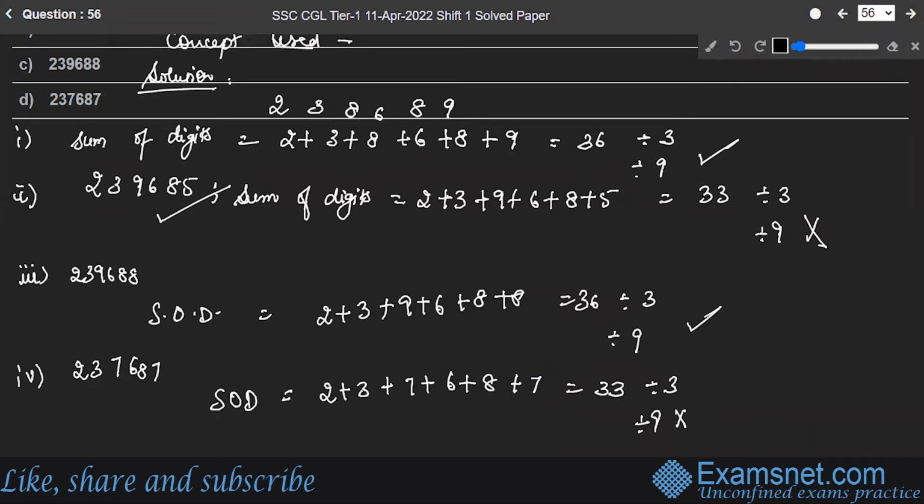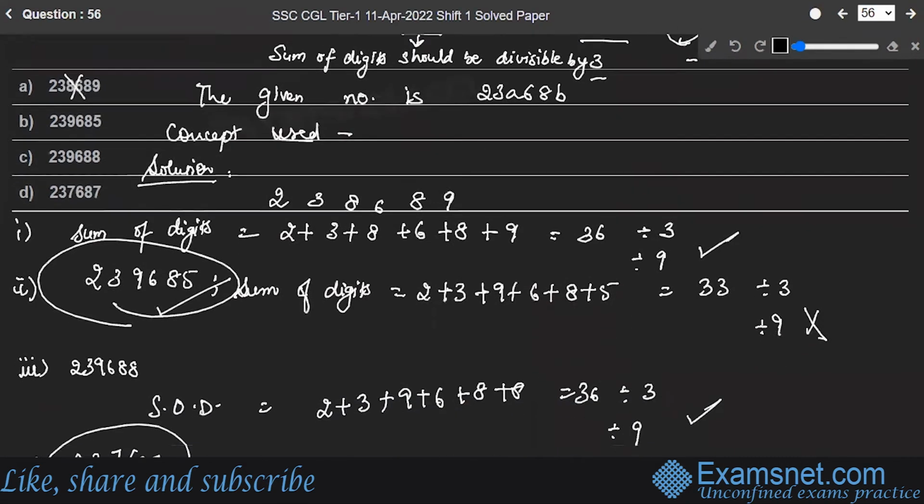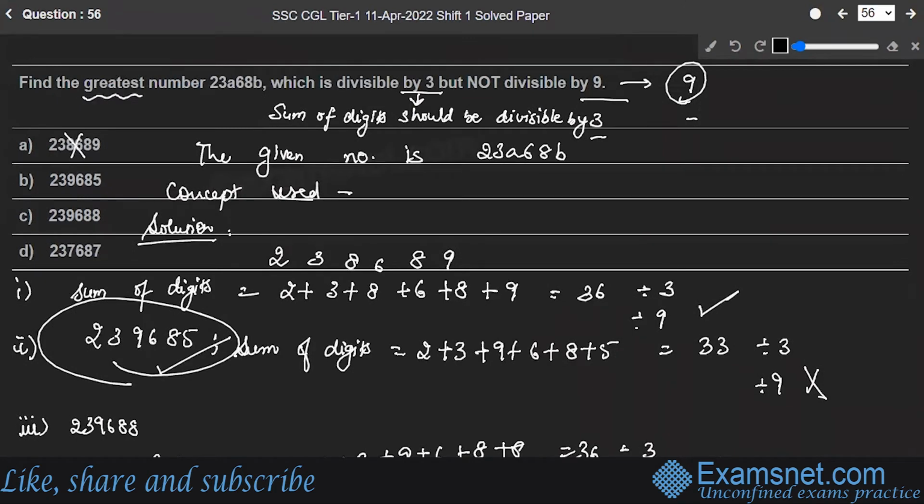Okay. And you can see these two are my answer. Option 2 is divisible by 3 and not by 9. Even option 4 is divisible by 3 and not by 9. Now in the question, you have to find out the greatest number. Which out of these two is the greatest number? See, it's 239685 and it's 237687. And obviously option 2 is the one. Option B is my answer. This is the greatest number which is divisible by 3 but not by 9. I hope you are clear with this question.